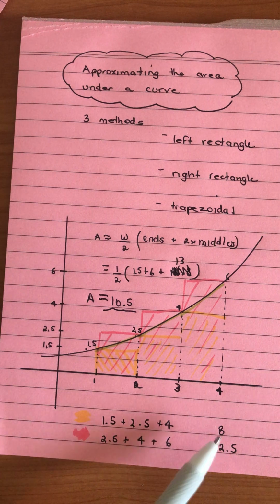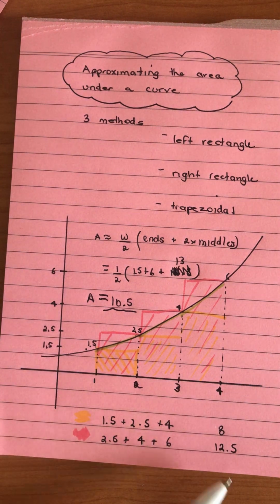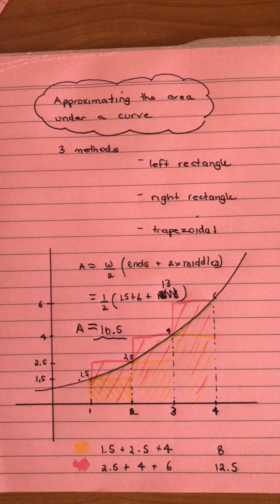Now, this kind of makes sense, doesn't it? Because it's halfway between the 8 and the 12.5, and we get our 10.5. That's why the trapezoidal is usually the estimation of choice. But if you're working through textbook exercises, you will see them direct you to use either the left or the right rectangle or the trapezoidal.